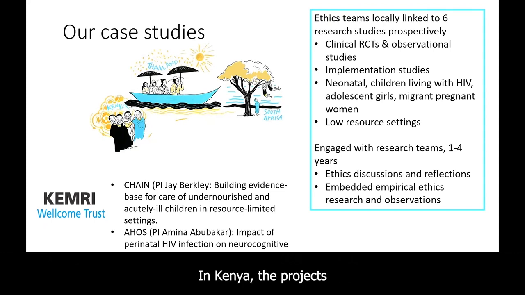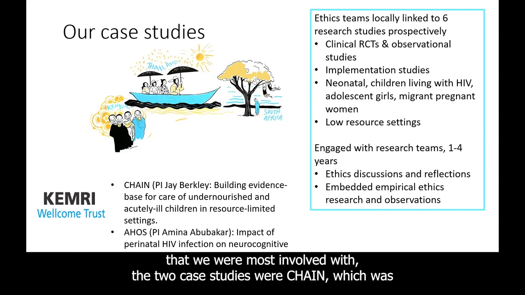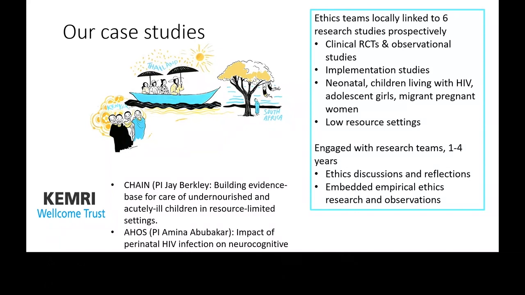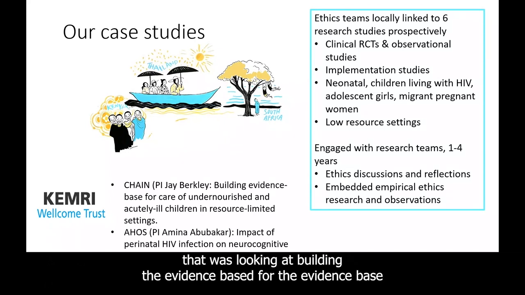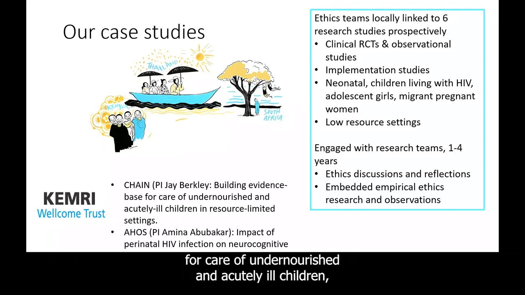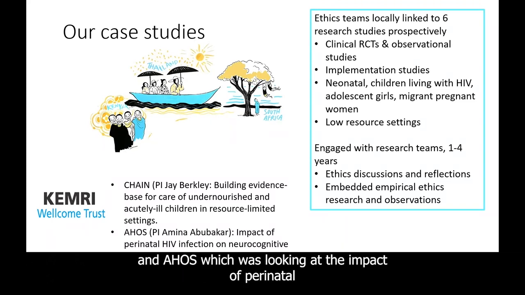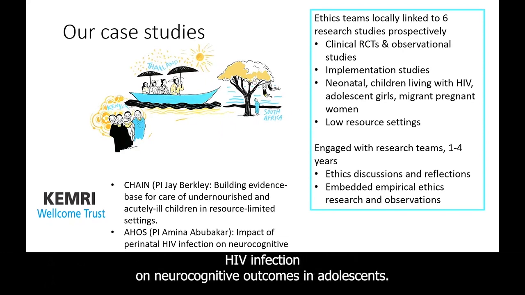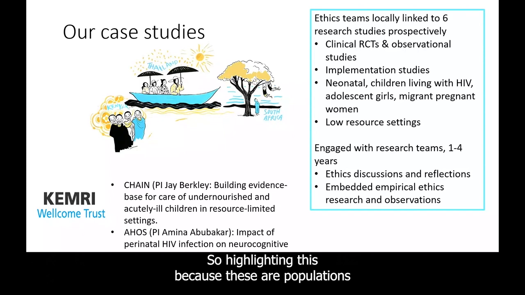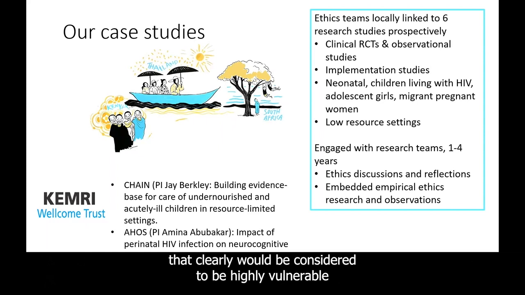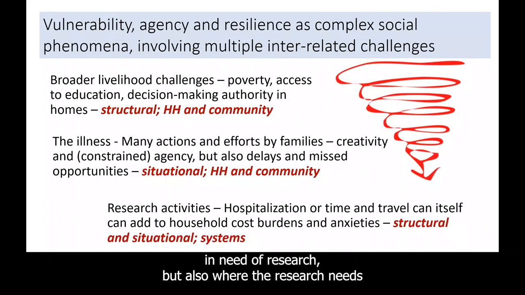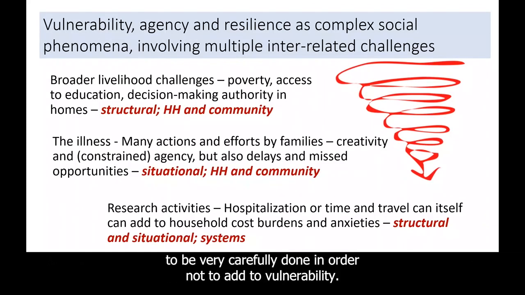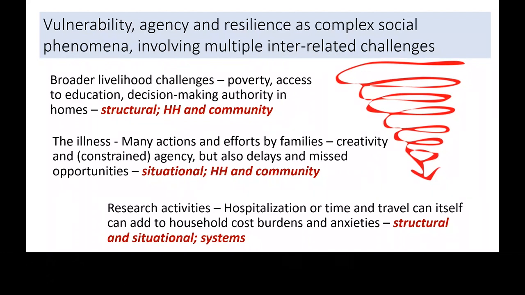In Kenya, the projects that we were most involved with, the 2 case studies were CHAIN, which was a project that was looking at building the evidence base for care of undernourished and acutely ill children, and AHOS, which was looking at the impact of perinatal HIV infection on neurocognitive outcomes in adolescents. So highlighting this because these are populations that clearly would be considered to be highly vulnerable, in need of research, but also where the research needs to be very carefully done in order not to add to vulnerabilities.